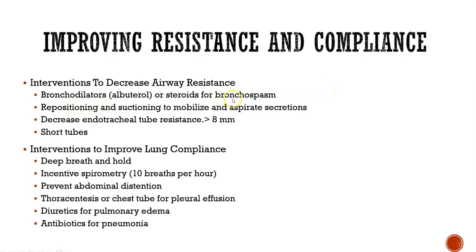We want to reposition and suction to help mobilize and aspirate secretions, so we should be turning them every 2 hours or so. We want to use as short of a tube as possible, and then decrease endotracheal tube resistance. Interventions to help improve lung compliance include help taking deep breaths and holding it, incentive spirometry.